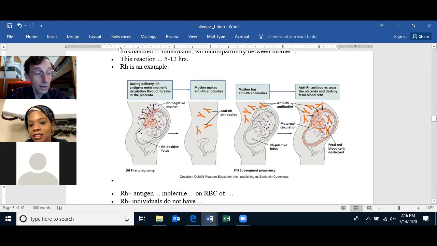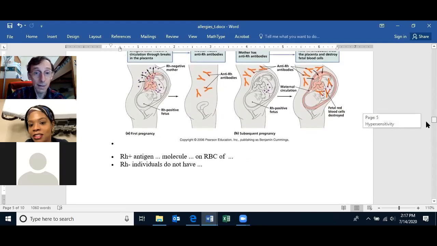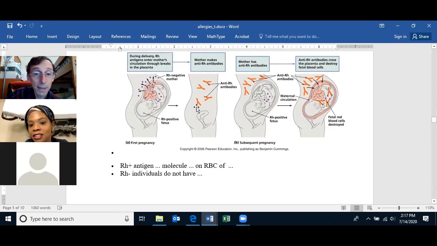So in 20 to 50% of those cases, and this could happen during, I forgot to mention, it can happen during birth, where the fetal blood is released in birth, and then some of that blood goes into the mother. All right, any question about that? So the mother then is exposed to Rh positive blood. And then she responds by making antibodies to the Rh positive blood of the fetus.